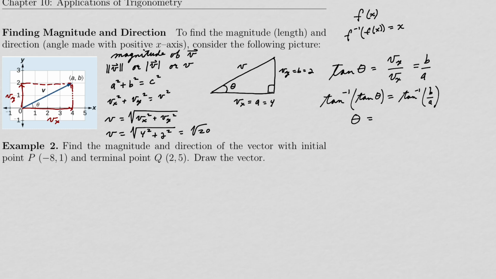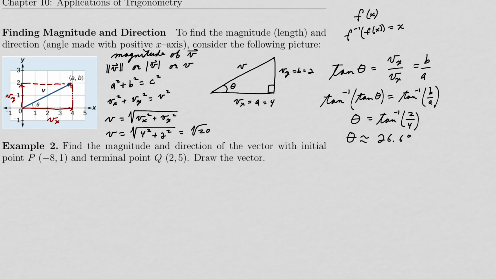And then the right-hand side, you'd have to estimate this using a calculator. So we have inverse tan of b, which is 2, over a, which is 4. So inverse tan of 1/2. And if you estimate that, you're going to find theta is about 26.6 degrees.